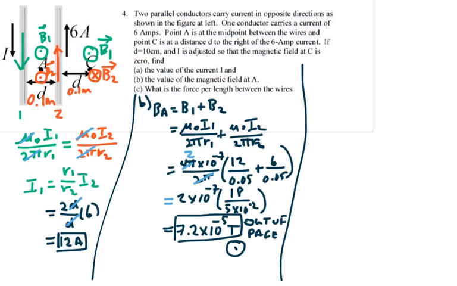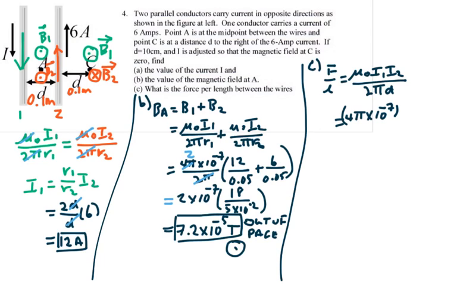What is the force per length between these wires? All right. Well, that's a separate equation. We got the force per length is equal to mu naught I1 I2 over 2 pi d, where d is the distance between the wires. So this is going to be 4 pi from mu naught times 10 to the minus 7 times I1, which is 12 amps, I2 6 amps, over 2 pi, and d is 0.1 meters. So 4 pi divided by 2 pi leaves us a 2.